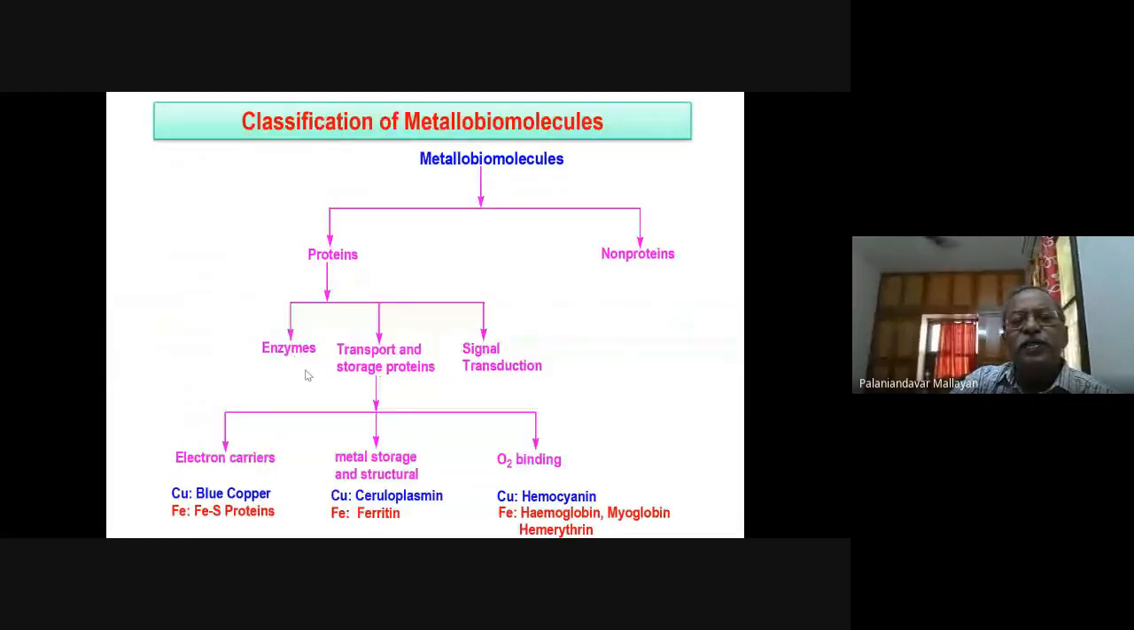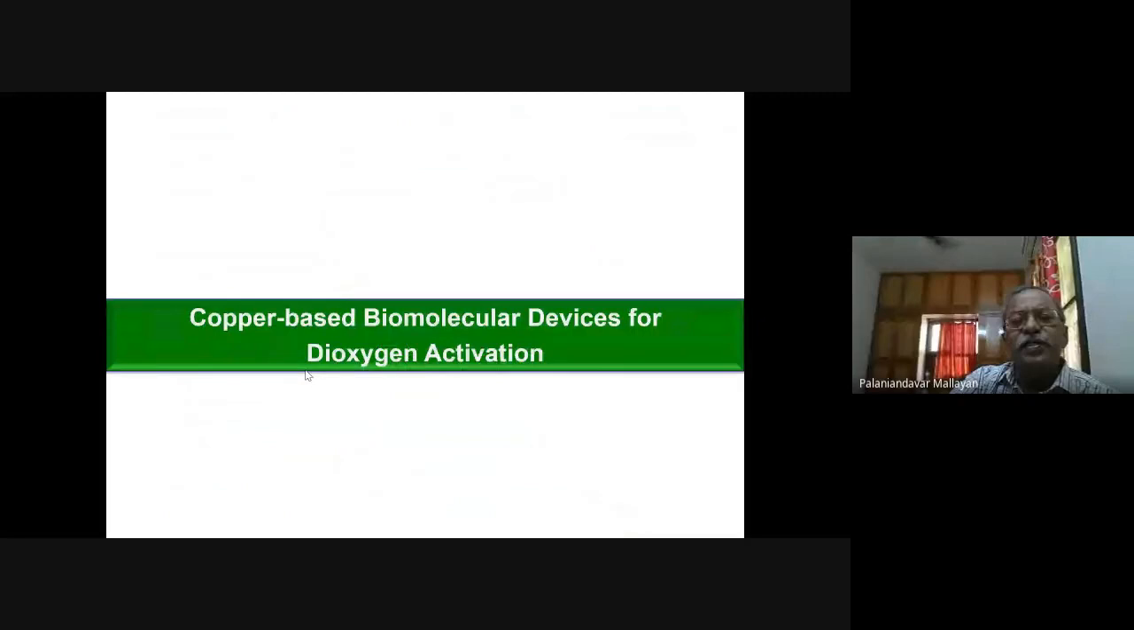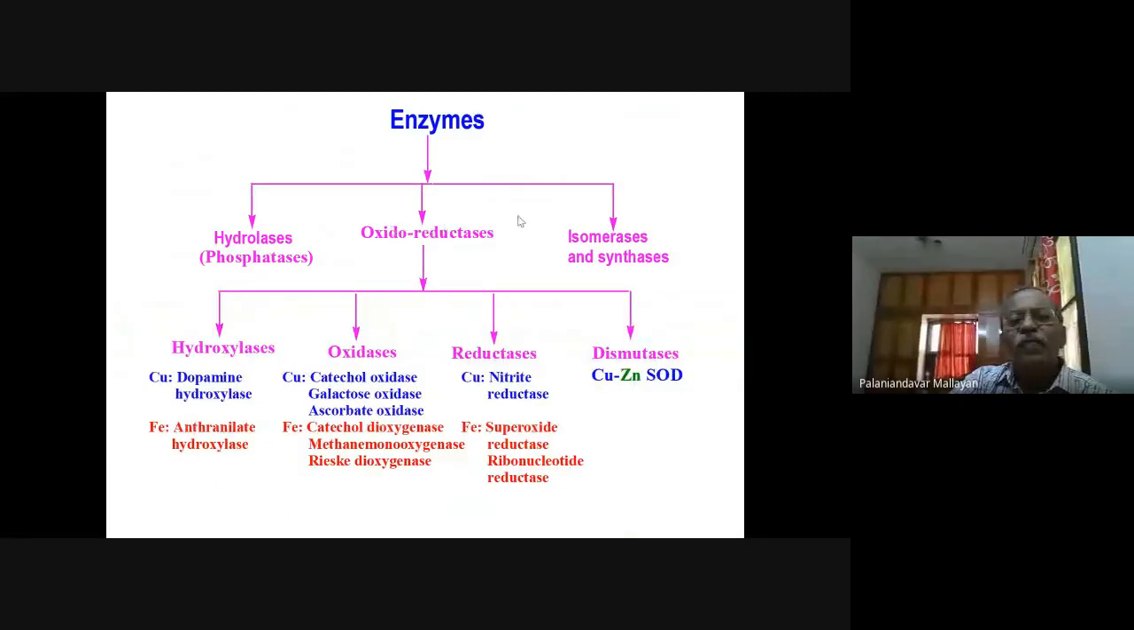Enzymes can be divided into several types based on the reactions. We have already looked at the iron-containing metallo-biomolecules, which are involved in very interesting chemical transformation. Today, I shall take up these copper enzymes. They also are involved in dopamine hydroxylase reactions. They are involved in oxidase reactions, that is complete oxidation of the substrates.